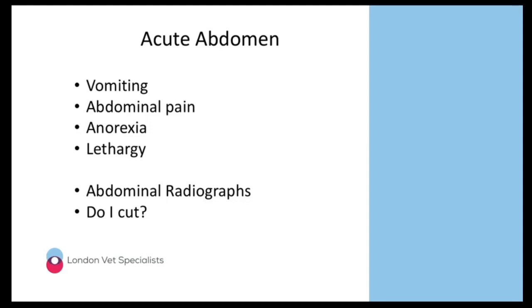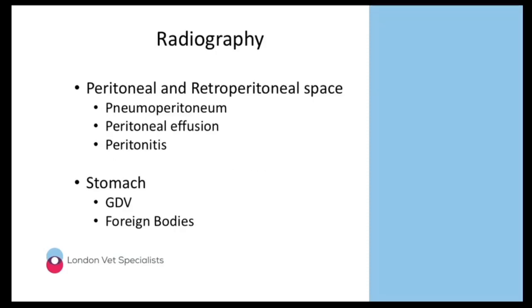And when you're presented with a patient such as this, you might decide to do some abdominal radiographs. And having done the abdominal radiographs, the question that you most often want answered most urgently is, based on the radiographic changes that I can see and this patient's signalement, do I need to cut this animal? And so hopefully this presentation will help shed some light on how to make those sorts of decisions.